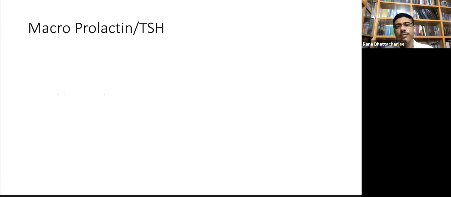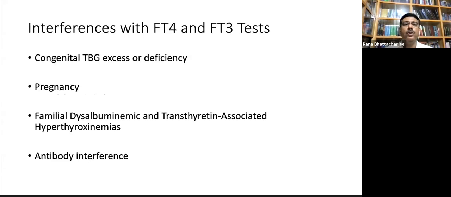Macroprolactin is another kind of interference where the autoantibody, the IgG antibody, can bind multiple molecules of prolactin or TSH, which is biologically inactive, but due to the low filtration through the kidney, can give a high value when you measure it by a particular assay. These are something that I have already covered, and pregnancy is one of the conditions where again the free thyroid hormone test is not reliable because of this binding hormone related interference.